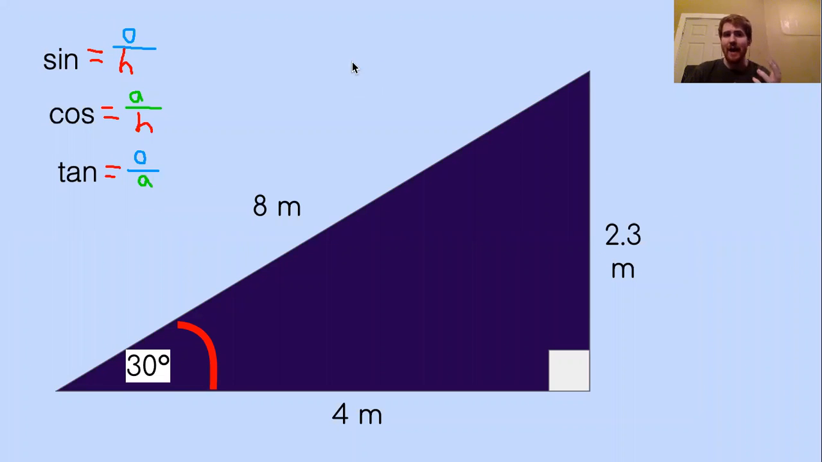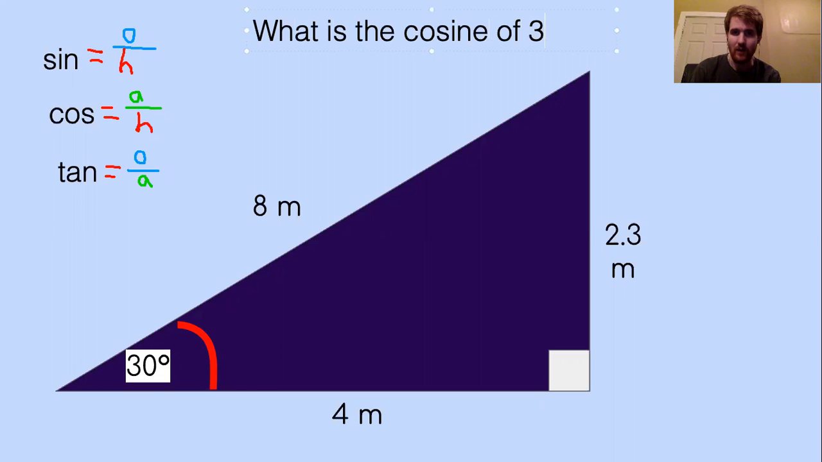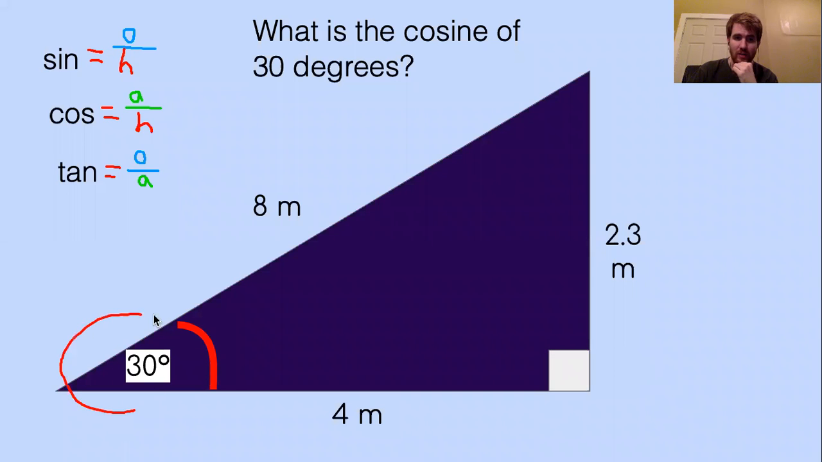So whenever a problem asks you, let's say this problem asks you, what is the cosine of 30 degrees? The first thing you should do is label the sides. Look at the triangle and label the sides. Immediately I see we have an angle here. This is our 30-degree angle, so I want to label the sides in relation to that.